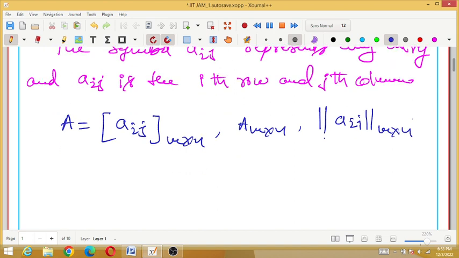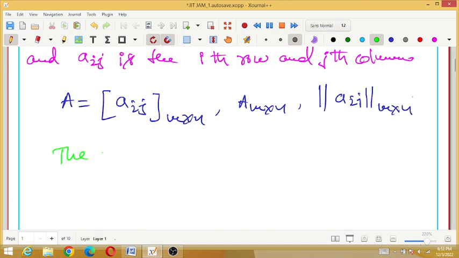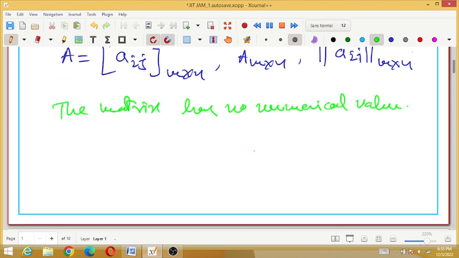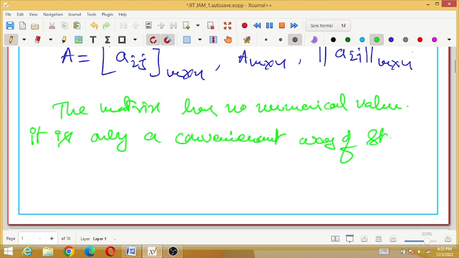This indicates the matrix. Here the matrix has no numerical value, and it is only a convenient way of storing information.